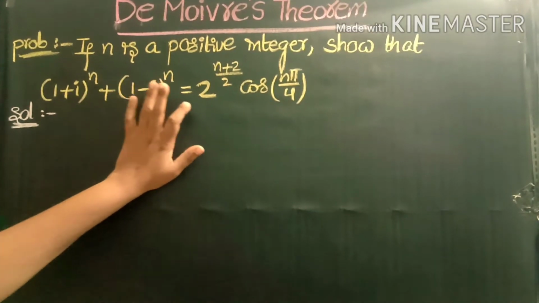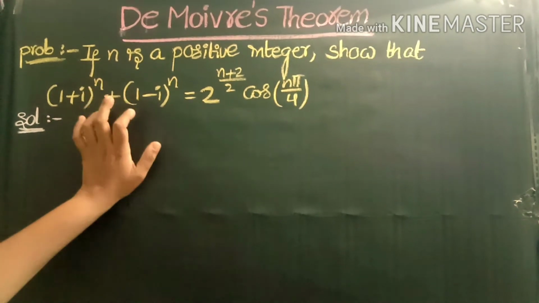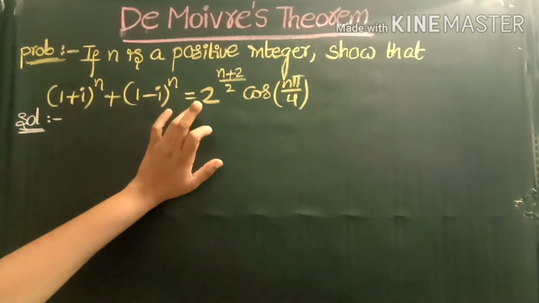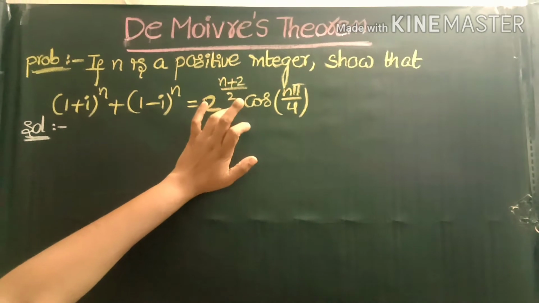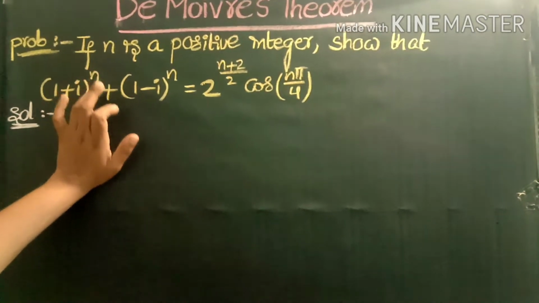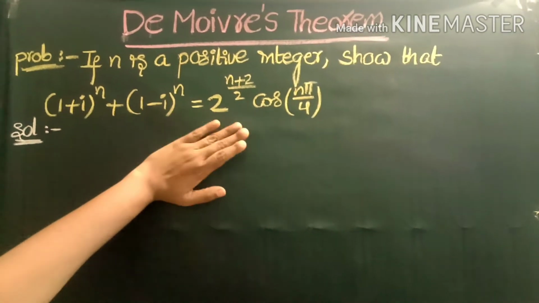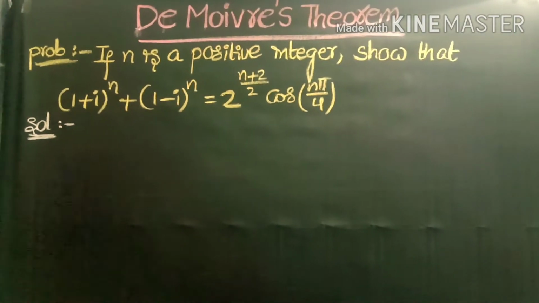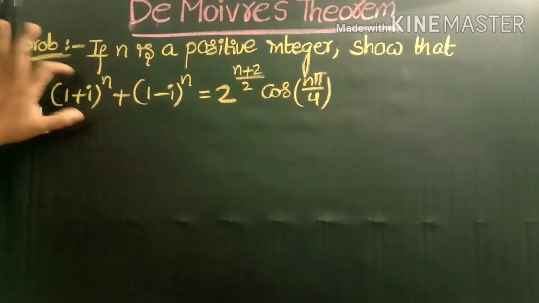First problem: if n is a positive integer, then show that (1 plus i) whole power n plus (1 minus i) whole power n is equal to 2 power (n plus 2) by 2 into cos n pi by 4. So we want to show that (1 plus i) whole power n plus (1 minus i) whole power n is equal to this value. So first we are taking the first term of the LHS.